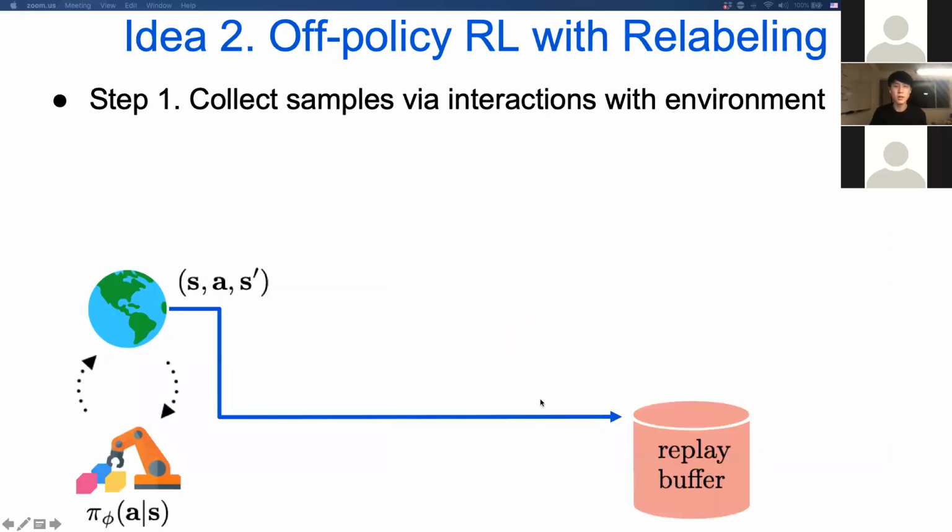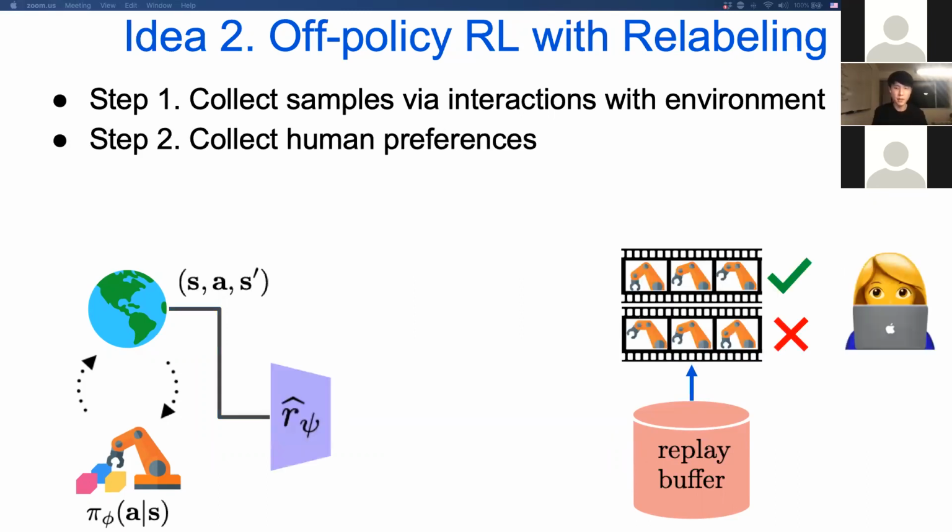Okay. Then let me move on to the second idea, the off-policy RL without relabeling. Basically, preference-based reinforcement learning consists of the following steps. First, we collect some samples, which correspond to the state, action, and next state, by interacting with the environment and store the samples in the buffer.